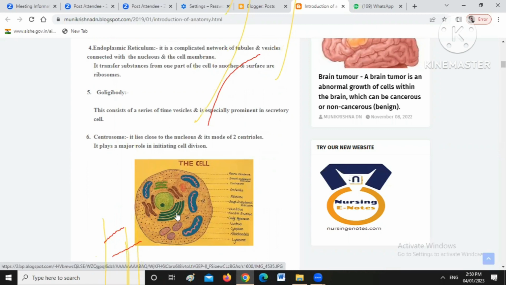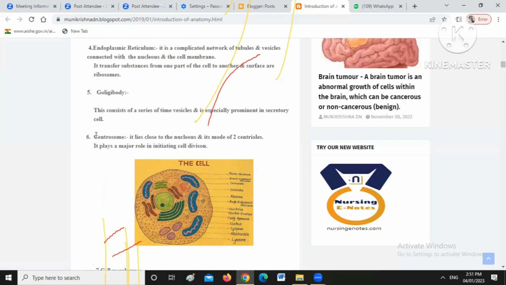See here, green color, Golgi apparatus. This consists of a series of vesicles and is especially prominent in secretory cells. When secretion is going to happen in the cell, at that time it works.